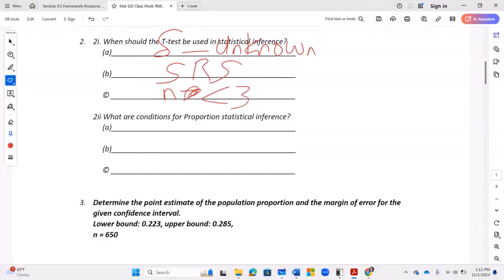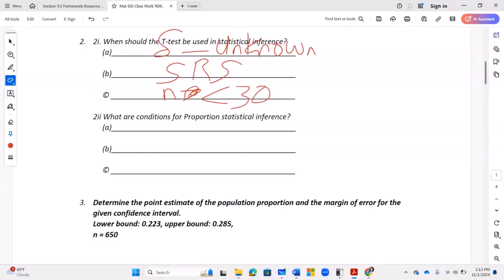Anyway, sometimes, even if the sample size is greater than 30 and you still don't know the population standard deviation, you must use the t-distribution. So these are the conditions for the t-distribution. When the sample size is greater than 30 and population standard deviation is unknown, it's a candidate for a t-confidence interval.